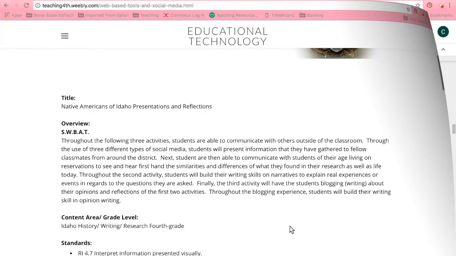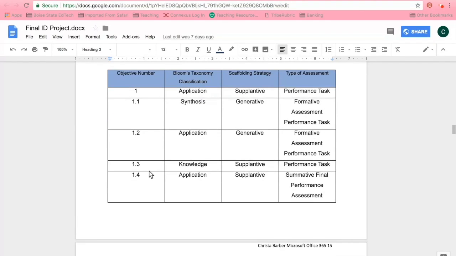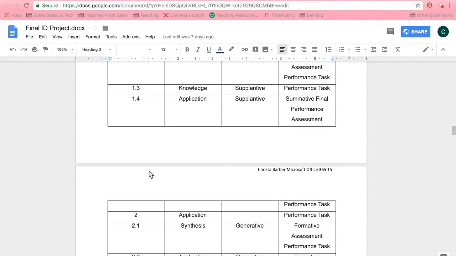within my classroom. EdTech 503's ID project allowed me to demonstrate my knowledge of creating instructional design products that are based on learning principles and research-based best practices. This matrix shows my knowledge of Bloom's taxonomy classifications, scaffolding strategies, and types of assessments. I also aligned these with the objectives that I had laid out for this instructional guide.